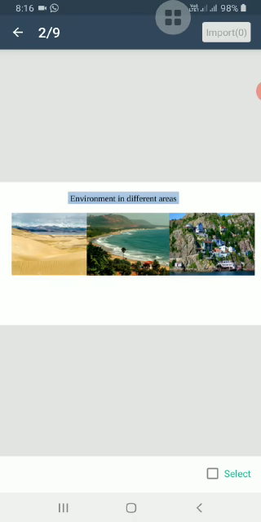Everything surrounding and affecting an organism is known as its environment. The study of the relationship between the living things and their environment is known as ecology. Our environment is made up of living and non living components. All of them interact with each other.